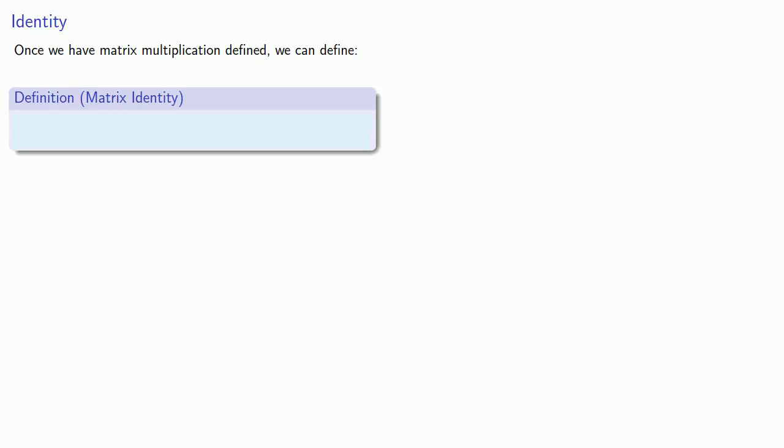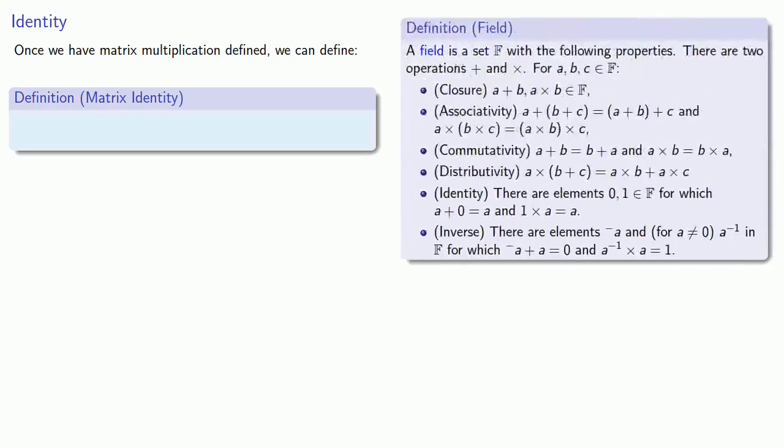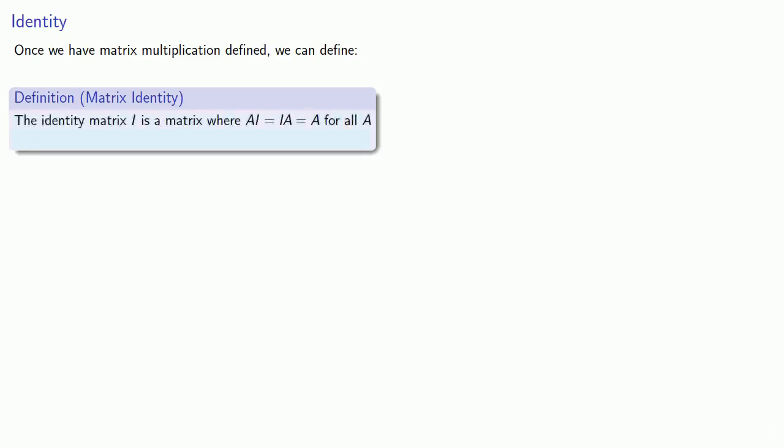So our definition of identity comes right from the definition of field, where we had a multiplicative identity 1, where 1 times A gave us A. Now, since the multiplication operation in a field is commutative, that also means that A times 1 will be equal to A. And so that suggests the following definition for matrix identity. The identity matrix I is a matrix where AI equals IA equals A for all matrices A.